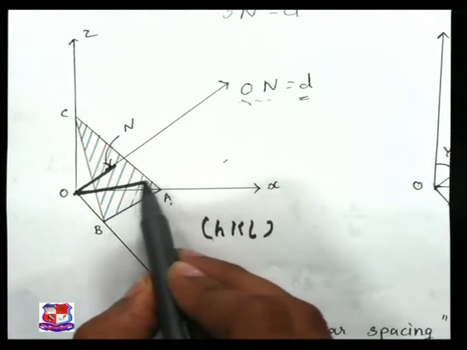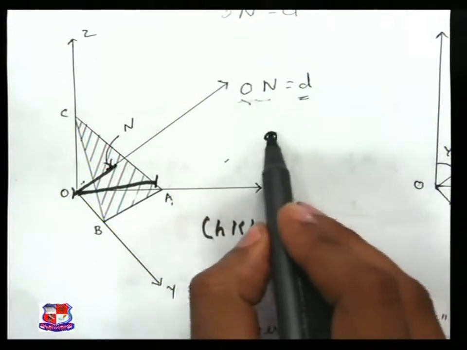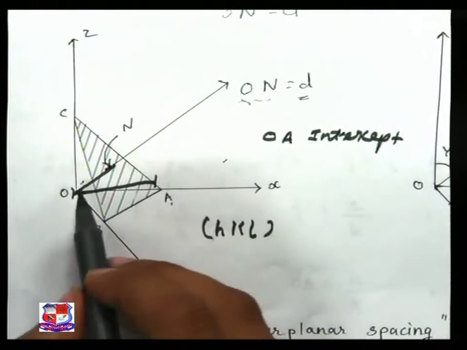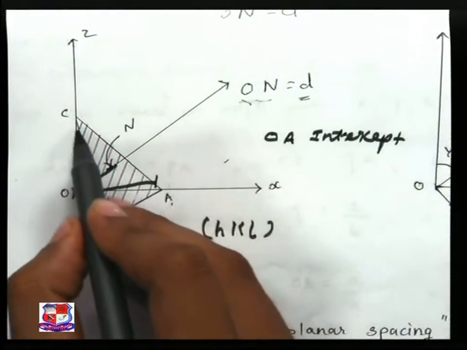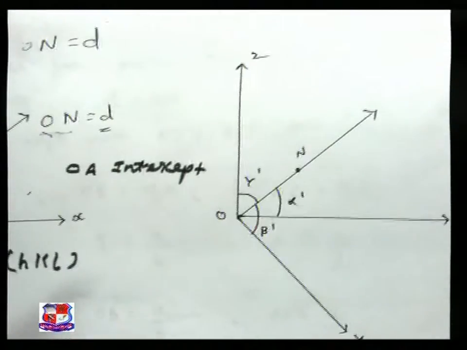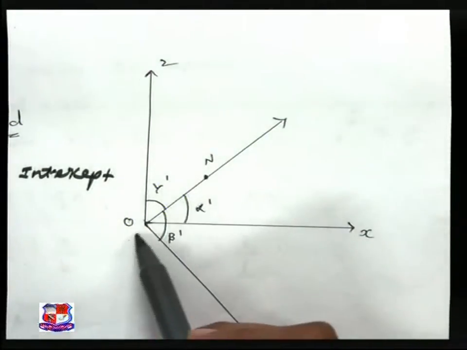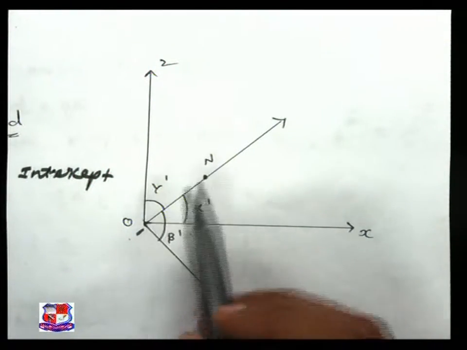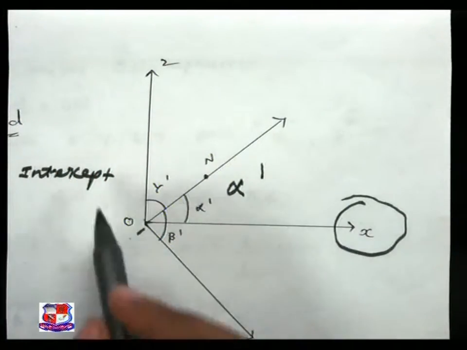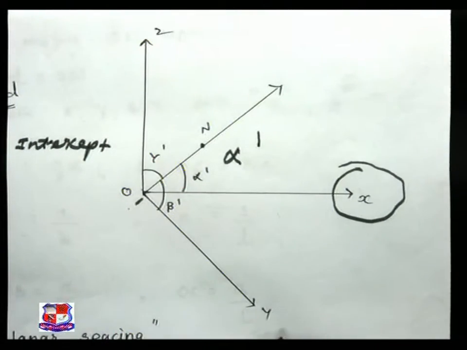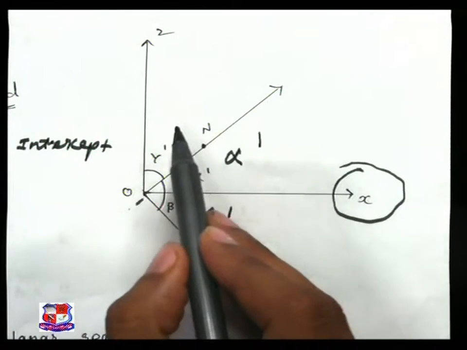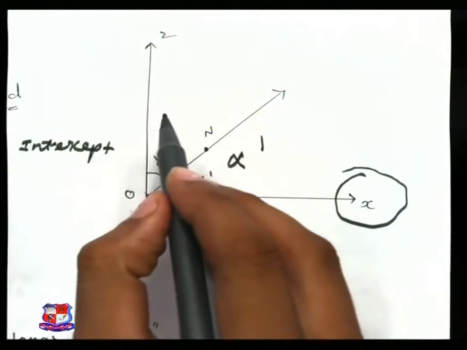If I consider OA, then OA is the intercept. Accordingly, OB is the intercept, and accordingly OC is the intercept. And if we consider this line which is passing through the plane, then this line is making an angle of alpha dash with the x-axis, it is also making an angle with the y-axis, that is beta dash, and it is also making an angle with the z-axis, that is gamma dash.